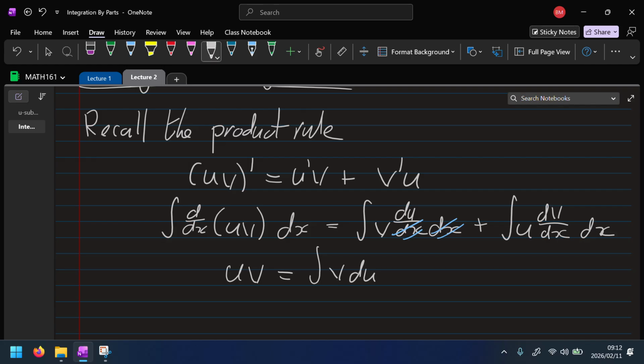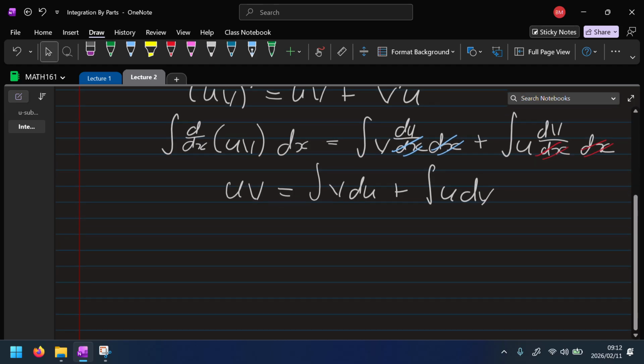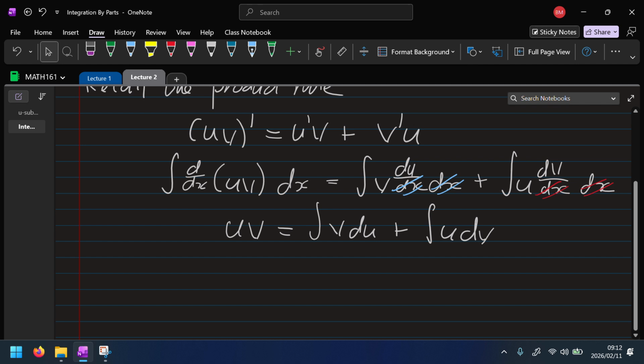And then the last one there, similar idea. You could have done a u substitution and all of that. We're not going to do that. We're just going to cancel dx's like that. So that's going to be plus the integral u dv. Okay. This is a very, very important formula. Okay, it's the integration by parts formula.